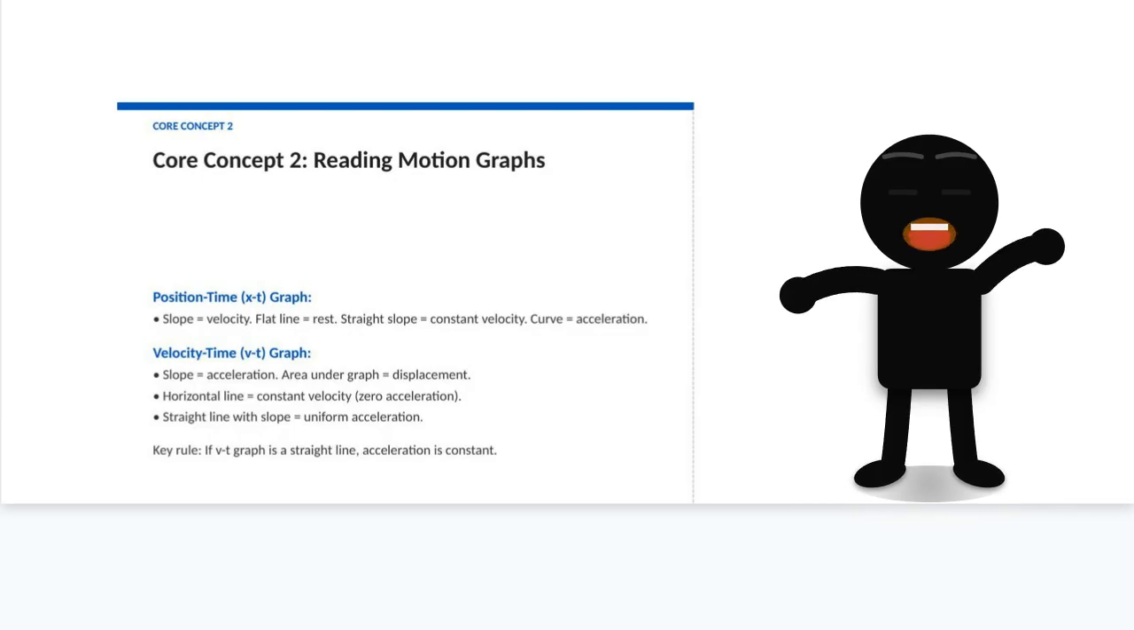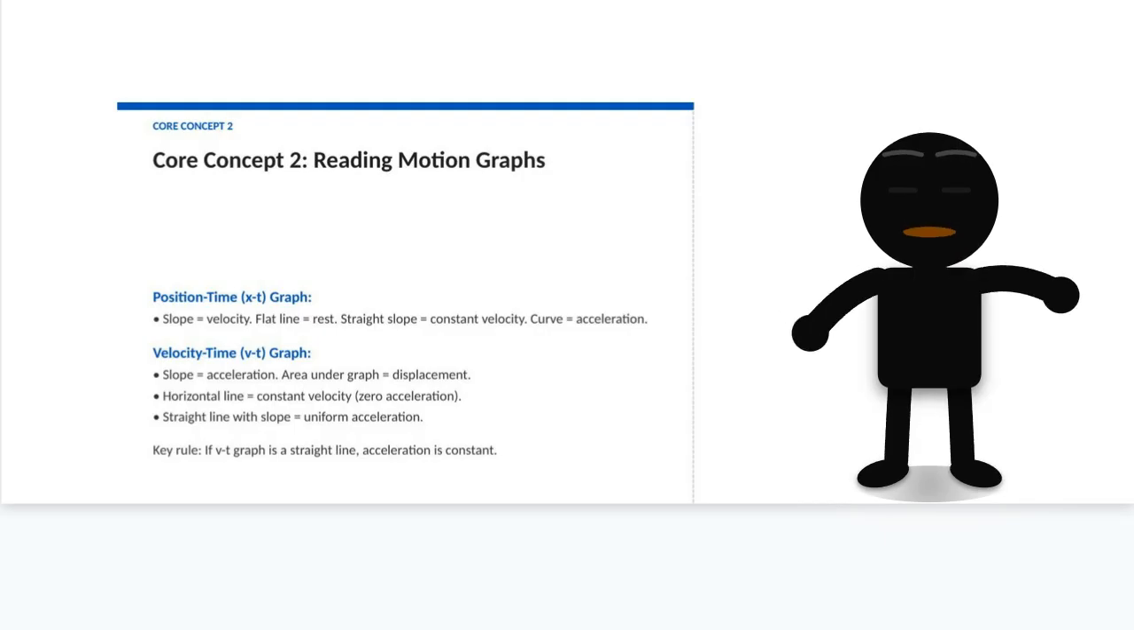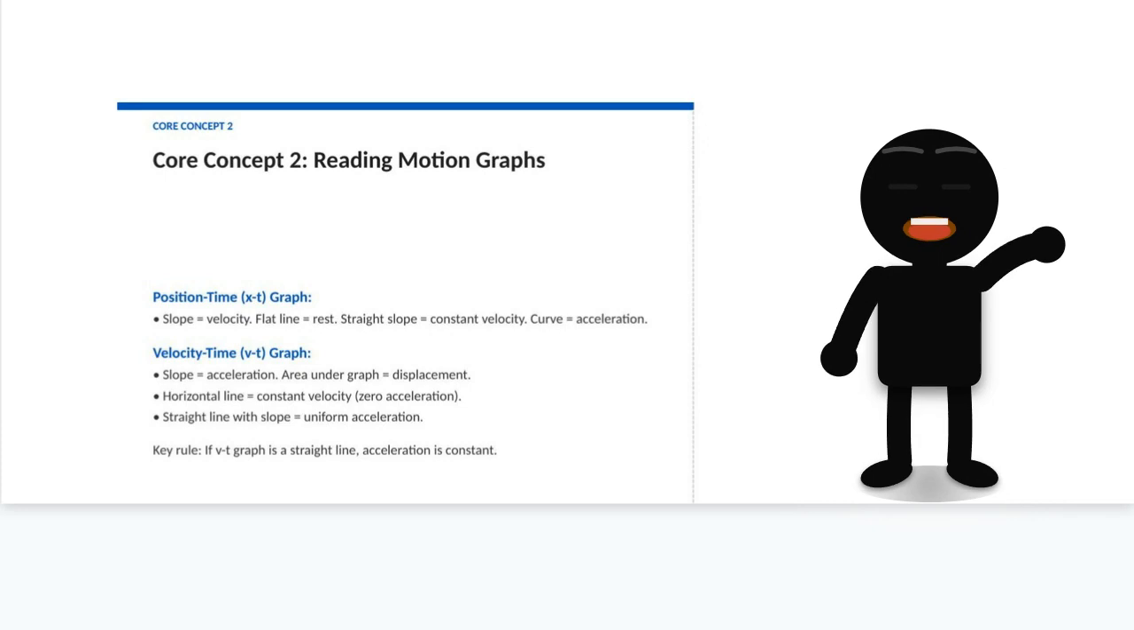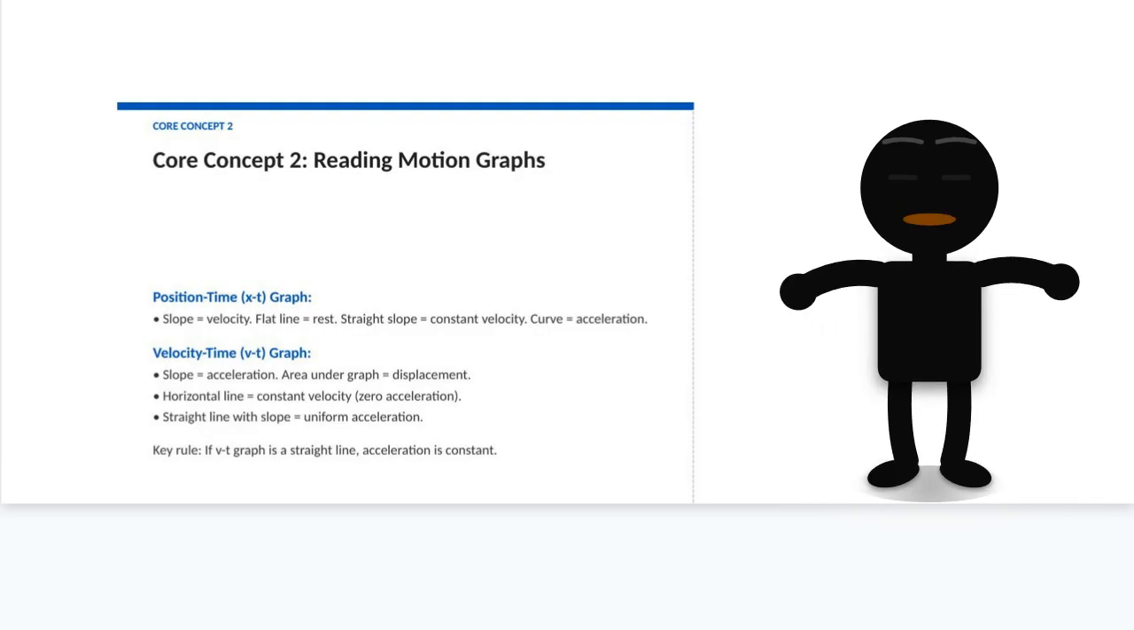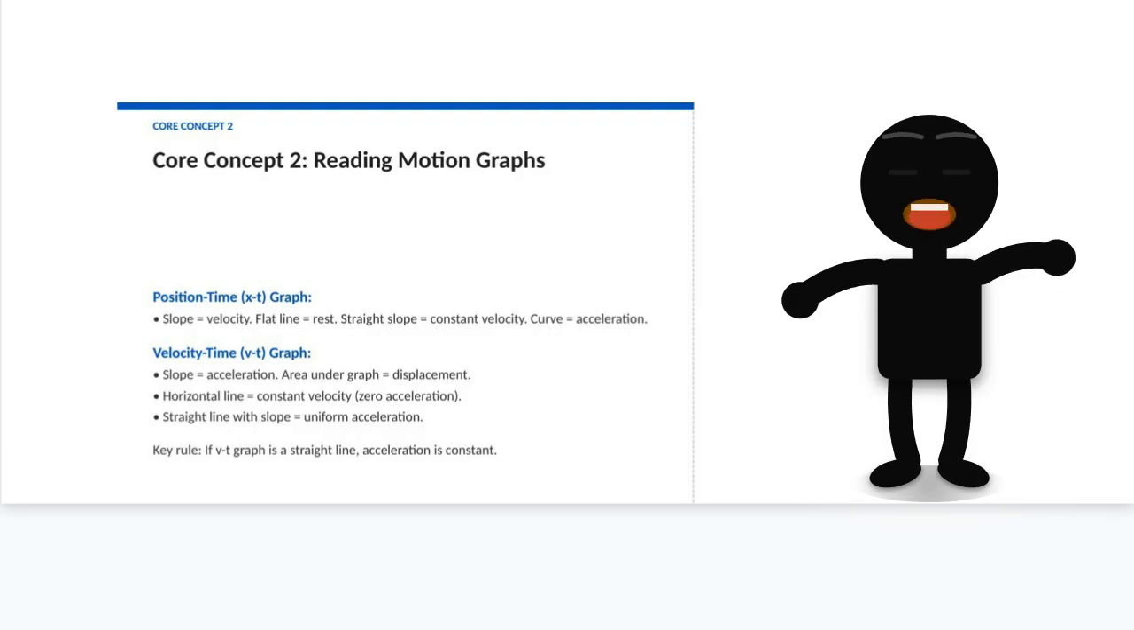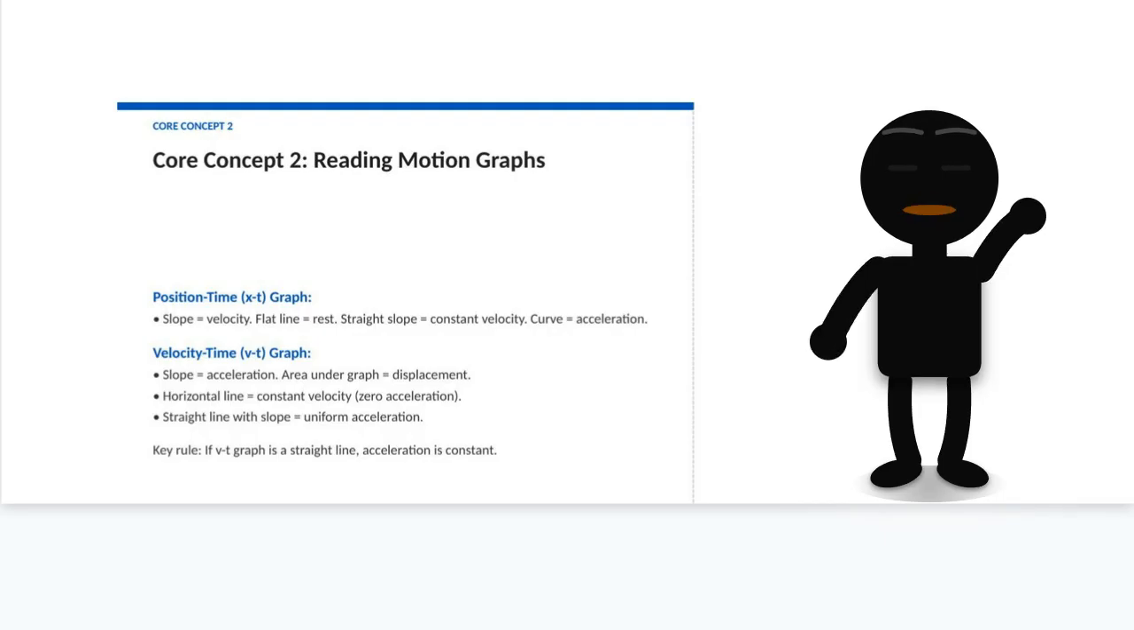On a velocity time graph, the slope tells you the acceleration. The area under the curve, the shaded region between the line and the time axis, gives you the displacement. This is enormously useful for solving problems without equations. Practice sketching these graphs for different scenarios: uniform motion, uniform acceleration, deceleration, and free fall. They come up repeatedly in exam papers.